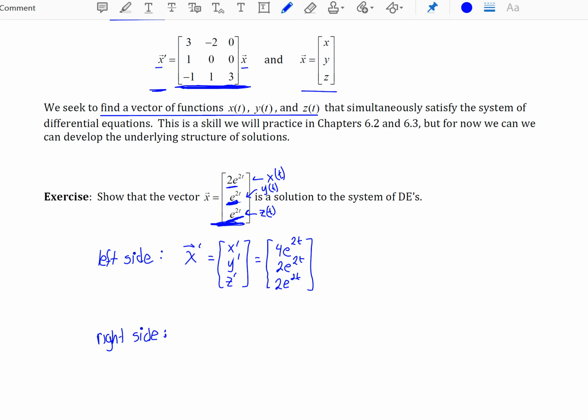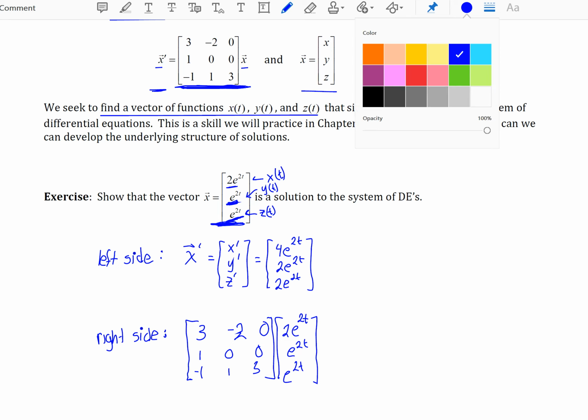So the right side is going to be the matrix A with coefficients -3, -2, 0, 1, 0, 0, -1, 1, 3, times our vector of functions 2e to the 2t, e to the 2t, and e to the 2t.